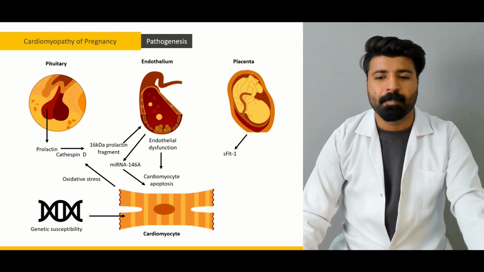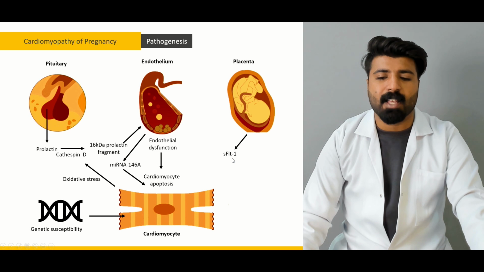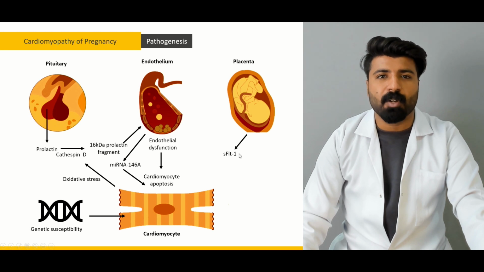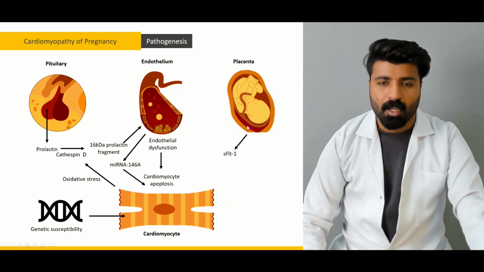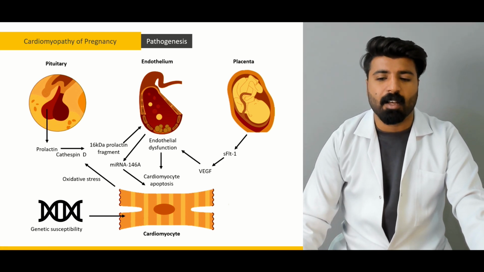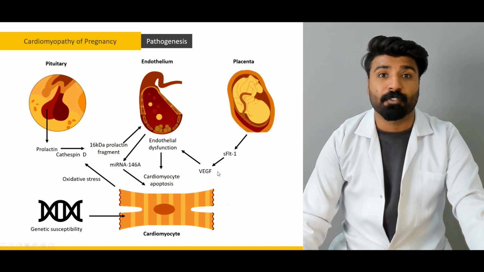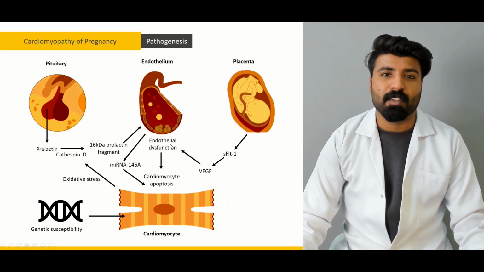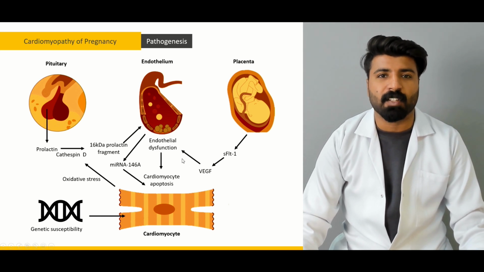Now at the same time, the placenta is producing SFLT1. What is SFLT1? SFLT is actually a form of tyrosine kinase. When these forms of tyrosine kinase 1 are being produced, and their production is increased in this pathology, this will in turn affect the vascular endothelial growth factors. When vascular endothelial growth factors are affected, this will in turn lead to endothelial dysfunction.